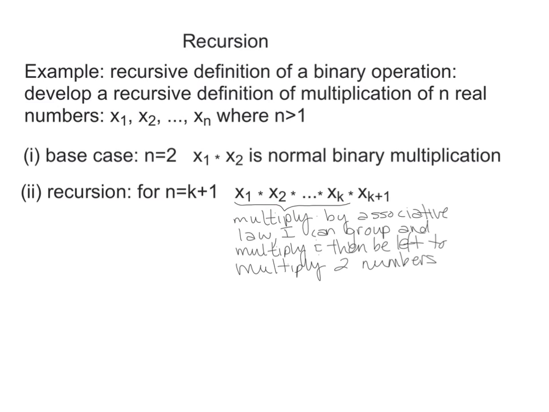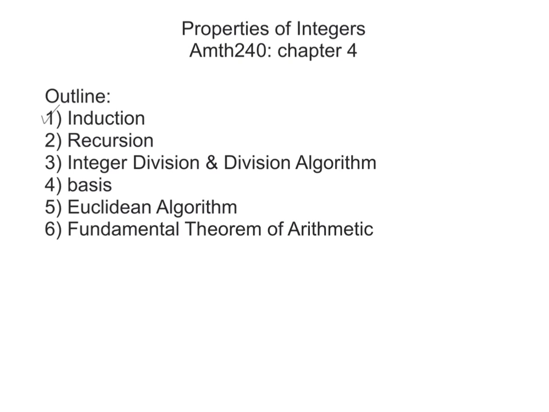So by associative law, I can group these k terms separate from my k plus 1 terms. But then I also know, because this is a recursive formula for the first k terms, I can keep going down until I eventually get to just 2. And then I add my last term on. So now we've done induction, we've just completed recursion.